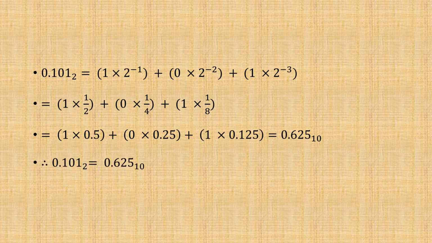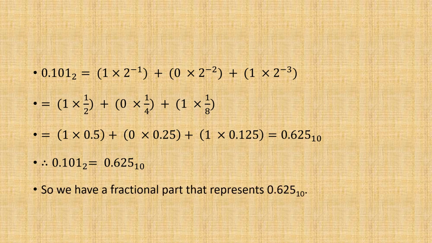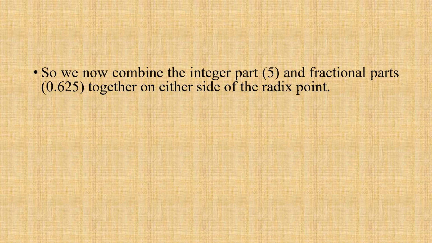0.101 in base 2 equals 0.625 in base 10. So we have a fractional part that represents 0.625 in base 10. We now combine the integer part, 5, and the fractional part, 0.625, on either side of the radix point. This gives us the number 5.625 in base 10.